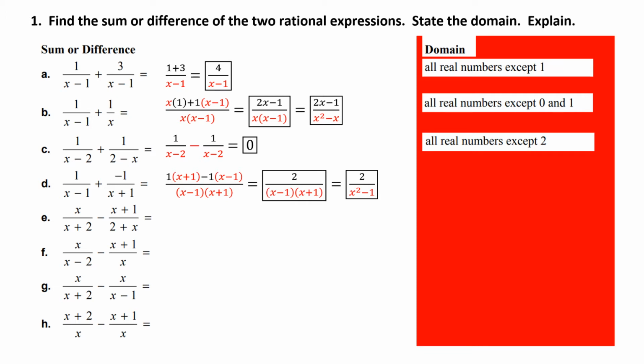And again, either boxed answer is correct, but I think the first one helps us to see a little bit more clearly that both positive and negative 1 are not possible for our domain.